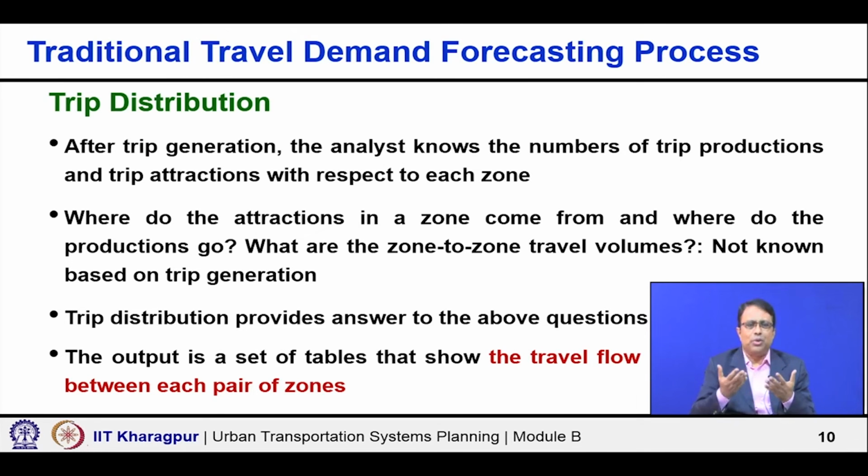So, that is what I have written here: where do the attractions in a zone come from, or where do the productions go. What are the zone to zone travel volumes, that is, the individual cells which are not known based on trip generation, and that is what we get in trip distribution. The output of trip distribution is a set of tables that show the travel flow between each pair of zones, or you get each individual cell in that matrix.